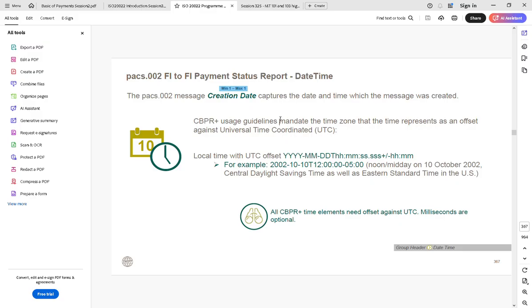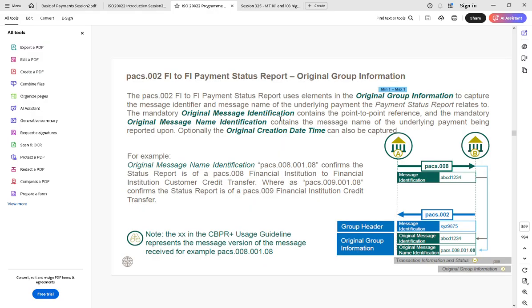Now next is creation date and time. That also we know. Original group information. So this original group information has original message identification, original message name identification, original creation date time. The FI to FI payment status report has the element original group information to capture the message identification and message name of the underlying payment information report related to the mandatory original message.